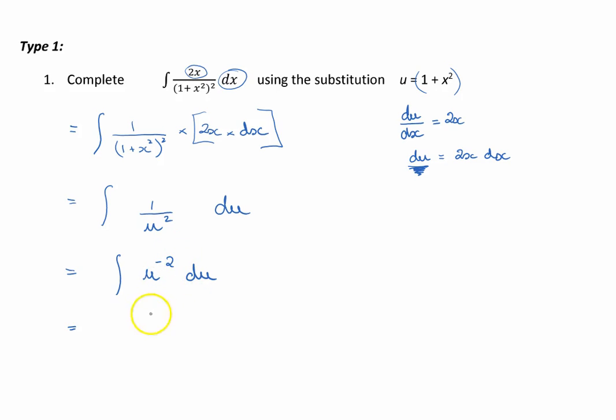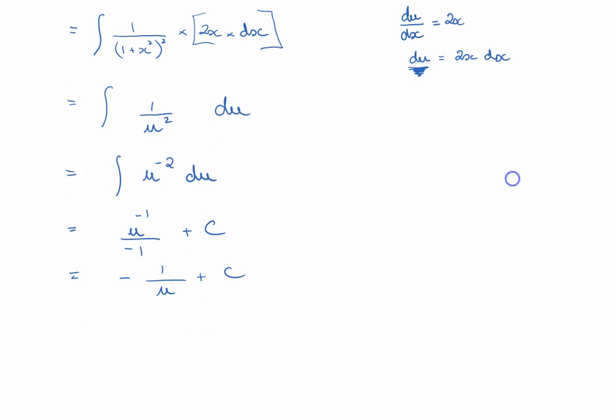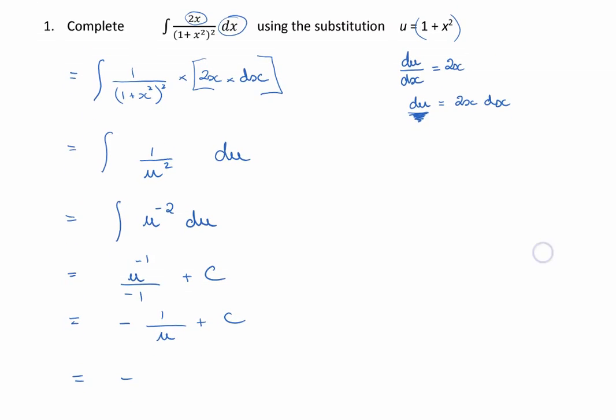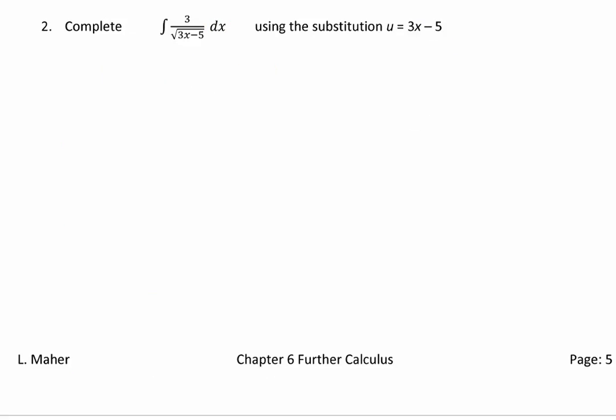Is it in a format that we can integrate? Yes. Add 1 to the index, divide by the new index, plus a constant. So we've got -1 on u plus a constant, and we need to return that to its x format, so it's -1 on 1 plus x squared plus some constant. Let's have a look at the next example.